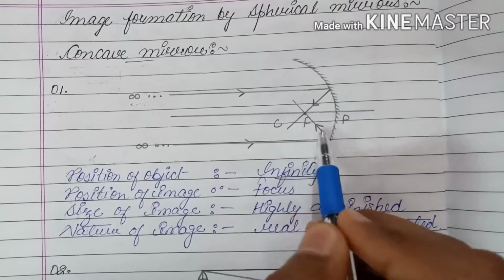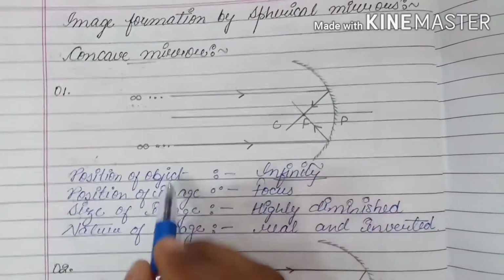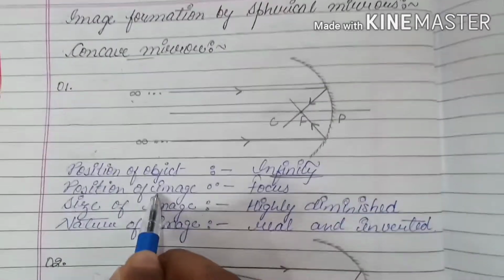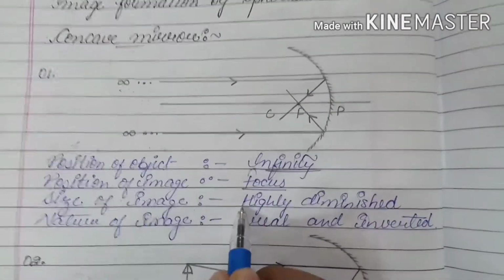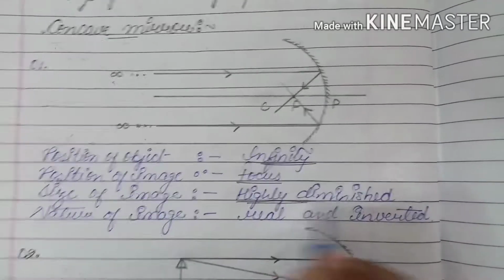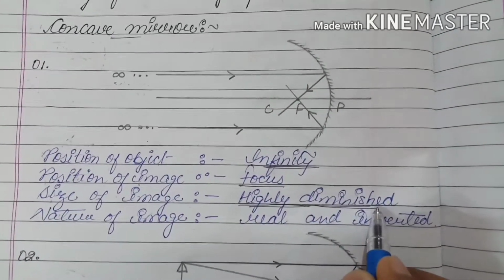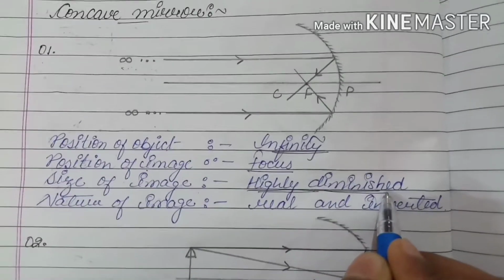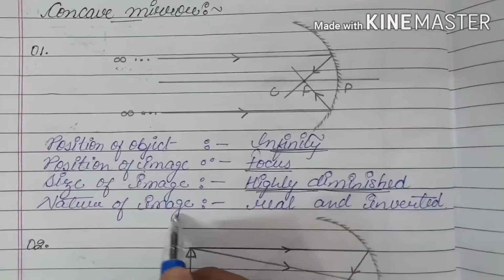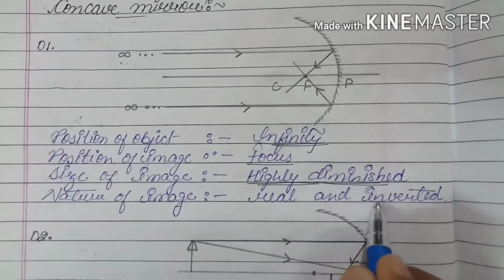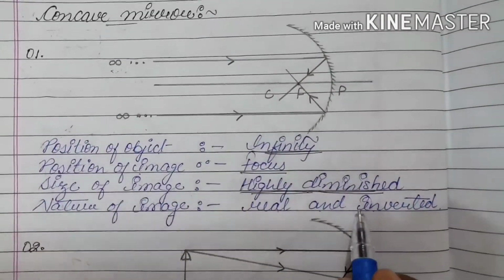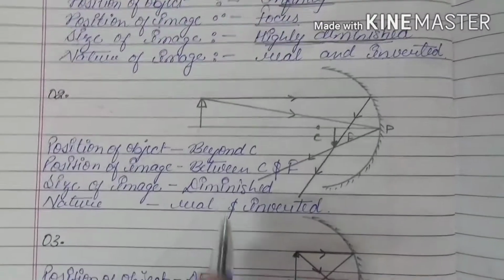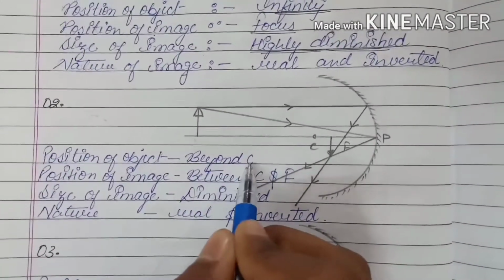Here the two rays are meeting at the focus, meaning when the position of object is infinity, the position of image will be at the focus and it will be highly diminished. Here diminished means extremely smaller in size, or we can say point size. And the nature of the image will be real and inverted.